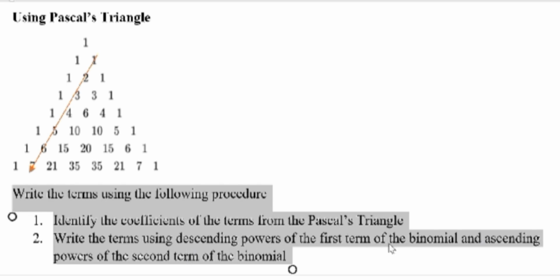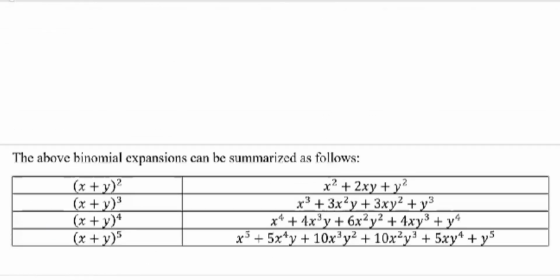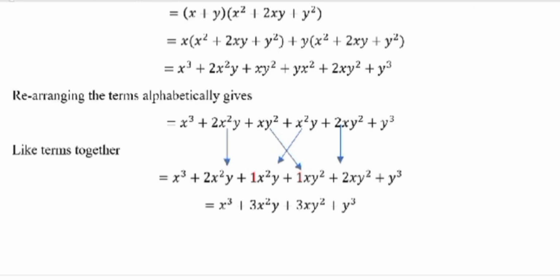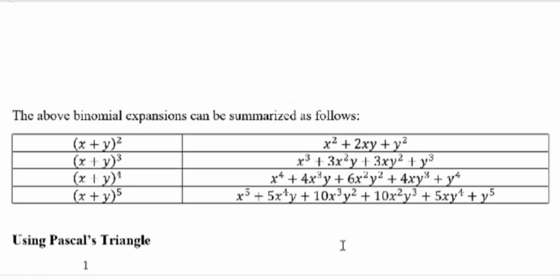What I mean by descending powers is what I told you a few minutes ago: if you look at this x here, which is the first term in the binomial, it starts with a power corresponding to the power to which the binomial is raised, and it keeps reducing by 1. So it is descending from x raised to power 5 to x raised to power 4, 3, 2, 1, and 0. So this is like x raised to power 0.